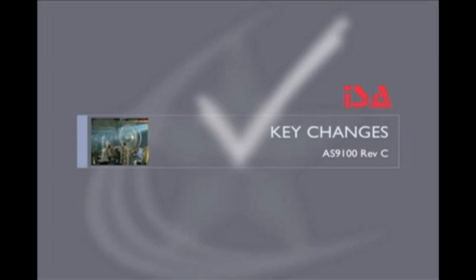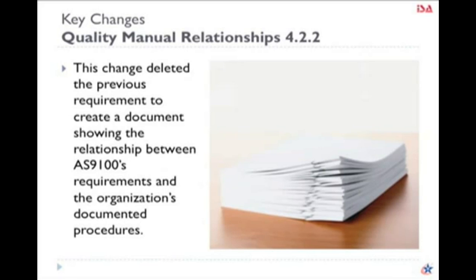The following section will provide a brief overview of some of the key changes in Revision C of AS9100. This change deleted the previous requirement to create a document showing the relationship between AS9100's requirements and the organization's documented procedures. The stakeholder input was that this requirement had no effect on product quality and was viewed as prescriptive.